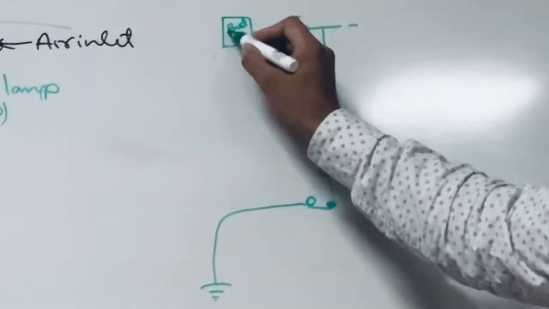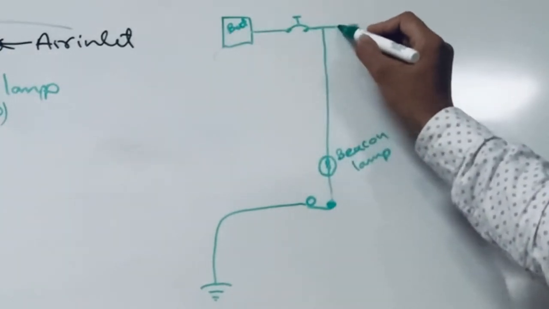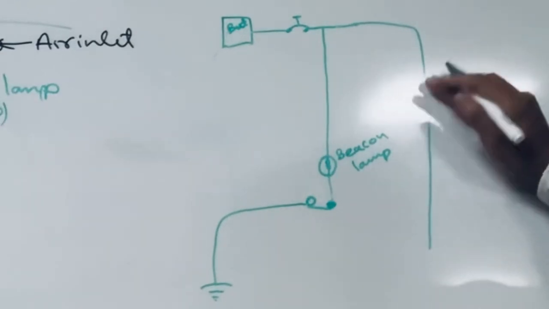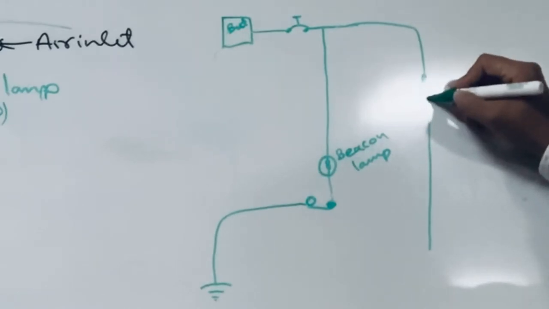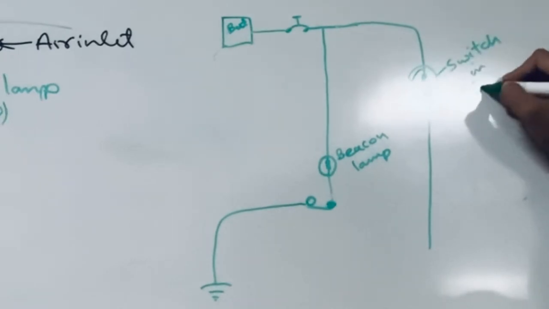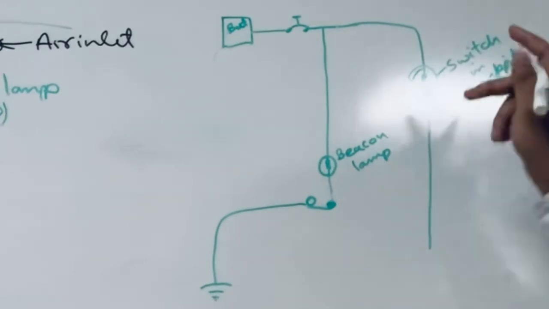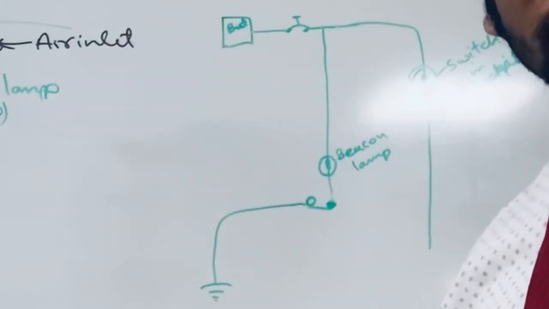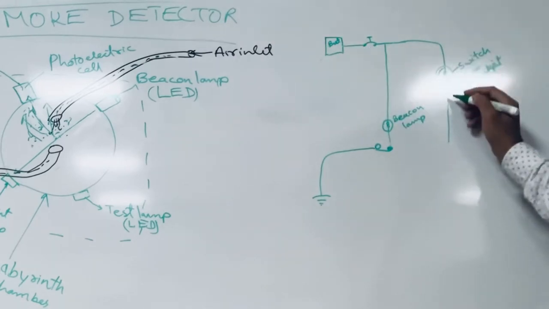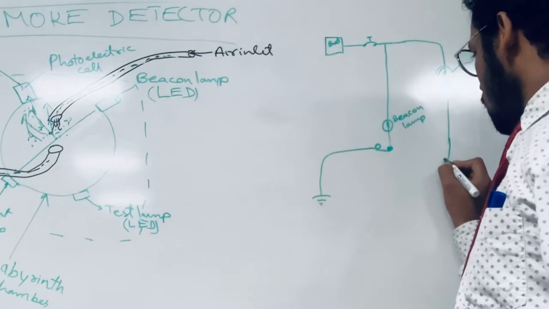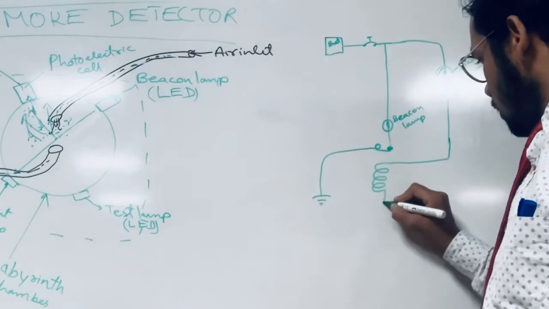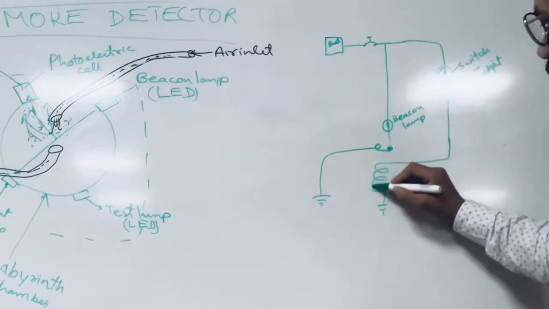Next, this supply from the battery through the circuit breaker is also connected to another circuit. In this circuit, there is a switch which will be there in the cockpit. So this test switch will be there in the cockpit to test the smoke detector circuit. So the battery supply through this circuit breaker, when this switch is closed, will come like this, and the supply will be given to a coil like this. The coil is grounded. That means the coil will get energized.